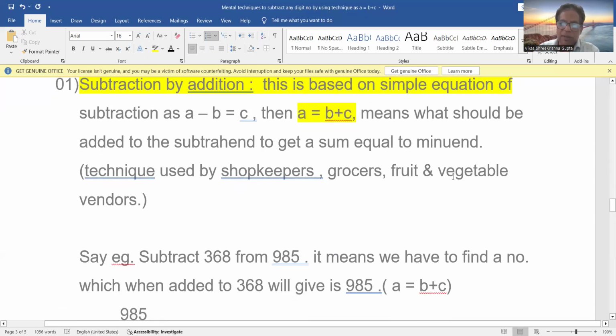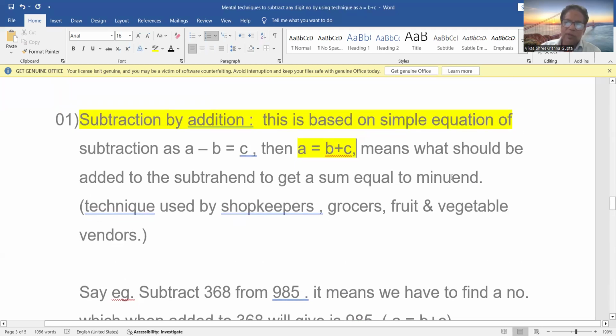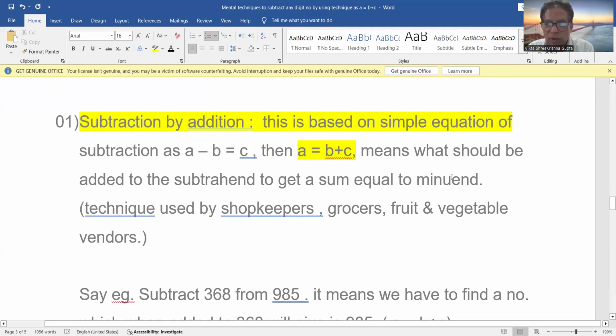Now, this technique is generally used by all the grocers, the food vendors, the vegetable vendors. Suppose you purchase some fruit from a shop and your total bill is say 272, and you give a note of 500 rupees to the fruit vendor. Then what will the vendor give? He will first give you 38 rupees and will say 300. Then he will give you 2 notes of 100 and say 200.